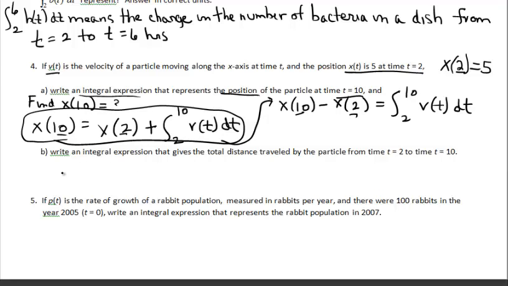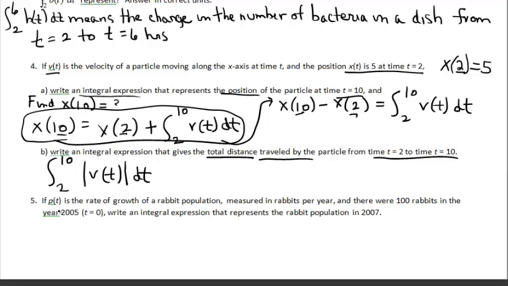All right, question B has us look at writing an integral expression that gives the total distance traveled by the particle on that time interval. Well, easy enough, 2 to 10. Remember, we want to take into consideration that this particle may have traveled both left and right. So we'd want to take any part of the velocity graph that's negative and make it positive. And we can accomplish that by writing an integral expression that involves the absolute value signs.